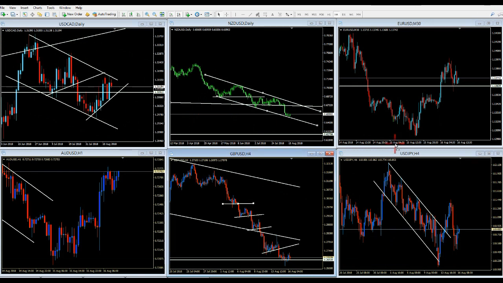So that's pretty much everything that I wanted to show you for now. You can do a similar analysis for any other asset that you wish to trade, and I hope that will help you find some good setups.